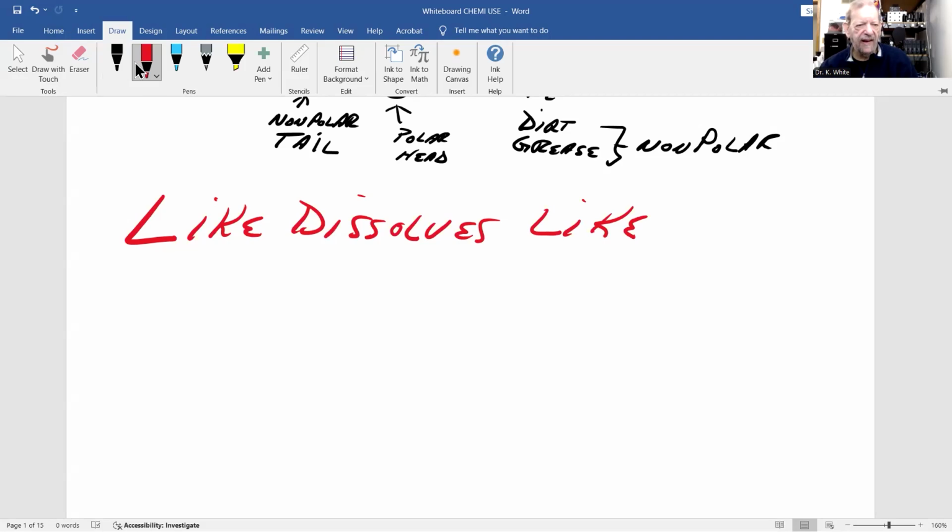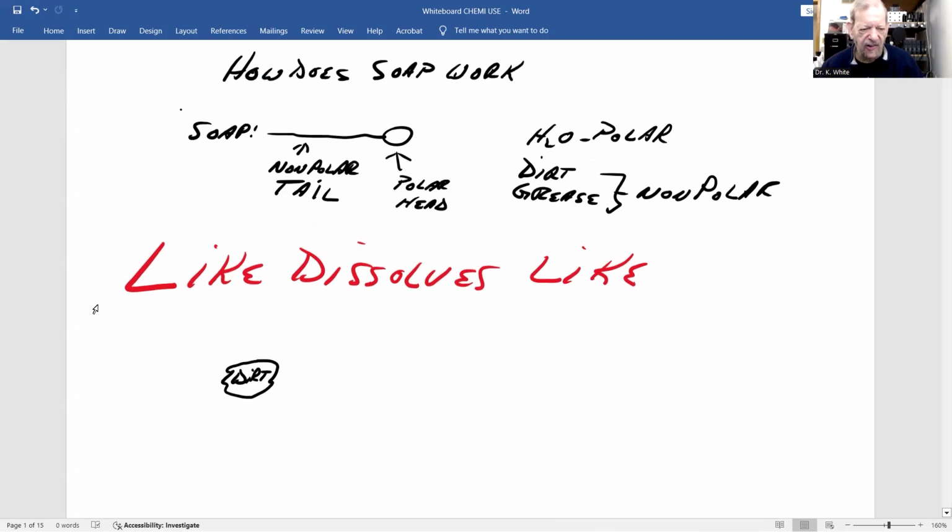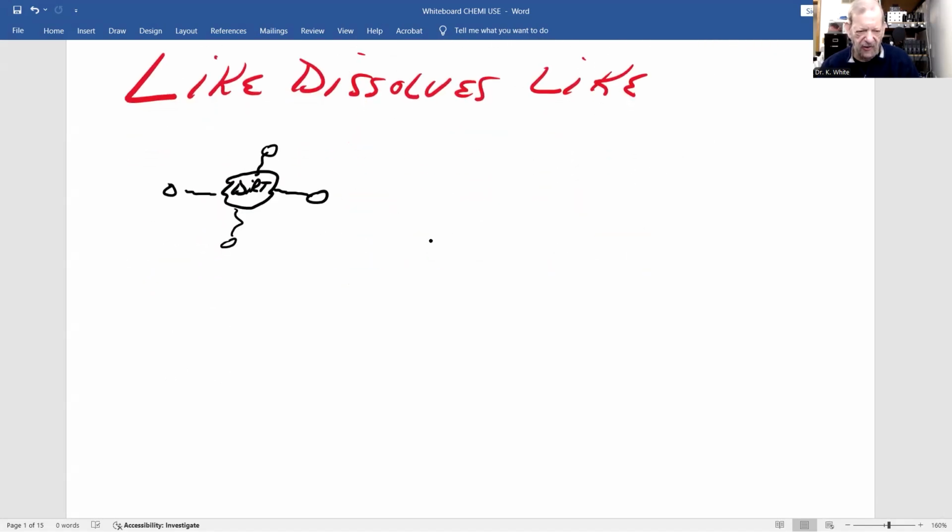And because of that, we have a dirt particle. It's nonpolar, and because like dissolves like, the tails of the soap are attracted to the dirt particles, and the head, which is polar, wants to be as far away. And if you have dirt, you'll have a lot of molecules of soap. And this totally surrounds the dirt particle with soap molecules. And this forms a micelle.